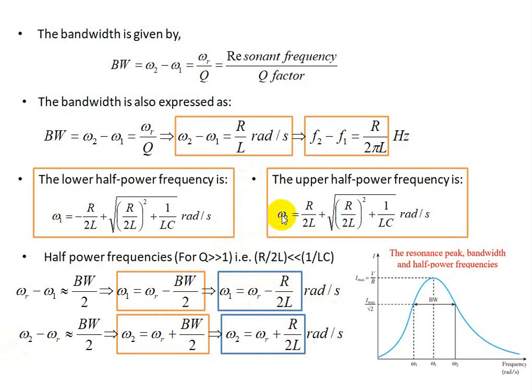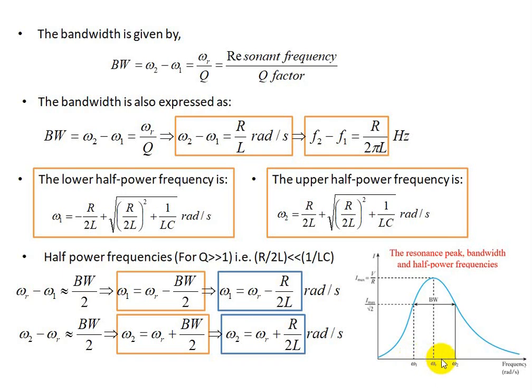Similarly, this equation can be written as omega 2 minus omega R equal to bandwidth by 2. From this, omega 2 can be written as omega R plus bandwidth by 2. So omega 2 minus omega 1 is nothing but bandwidth, and omega R minus omega 1 will be equal to omega 2 minus omega R. So this frequency range and this frequency range will be equal. This difference will be equal to bandwidth by 2.